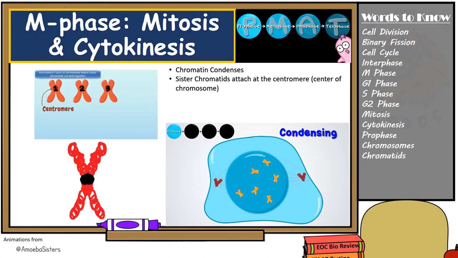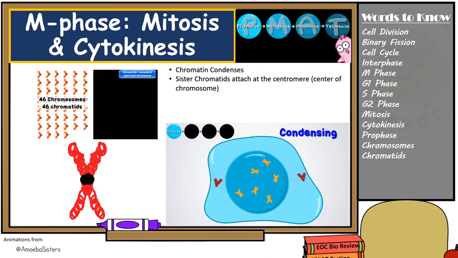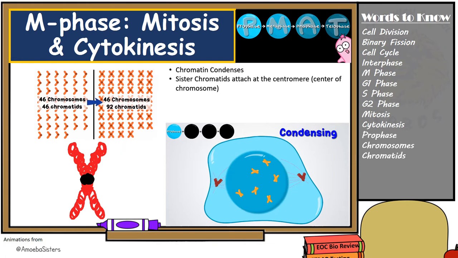For instance, humans have 46 chromosomes in every single nucleus of every single cell in their entire bodies. When the genetic information is copied, we still have 46 chromosomes, but now we have 92 chromatids, 2 copies of each chromosome. Now, we still refer to it as a chromosome because it's the same information, just doubled. But now we refer to each copy in that chromosome, in other words, each side, as a chromatid.